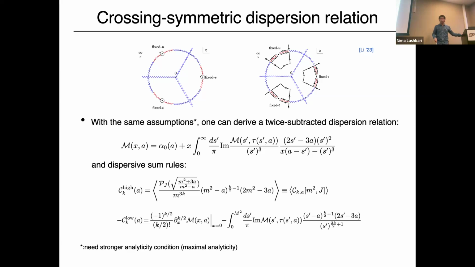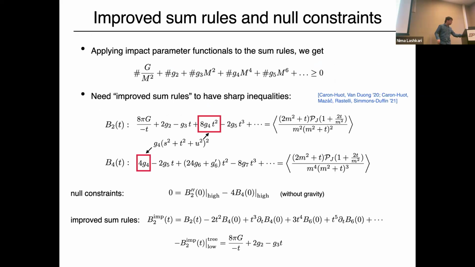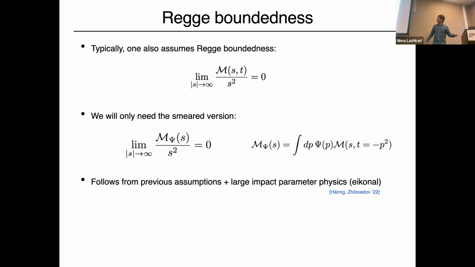Sorry, what's the meaning of twice subtracted? Yeah, so twice subtracted. I have to go back here. Twice subtracted follows from this condition, because the idea of a dispersion relation is that you want to push the contour to infinity, and then you want the contribution at infinity to vanish. So in the integrand, you will want some factor like this. You cannot have just the amplitude itself.